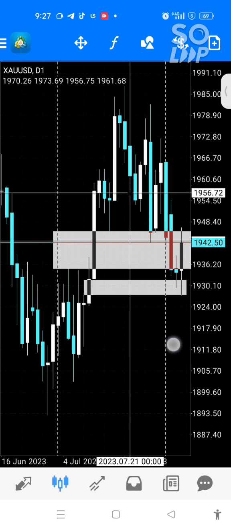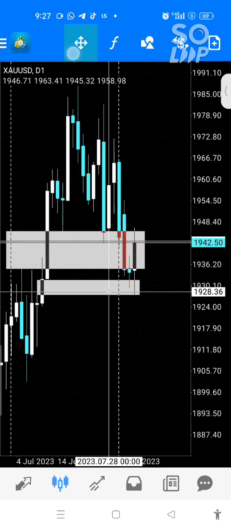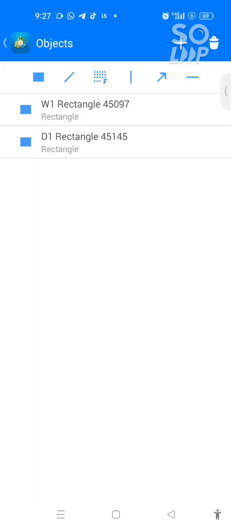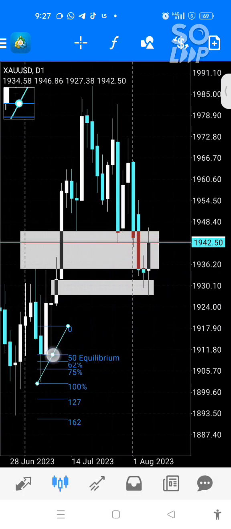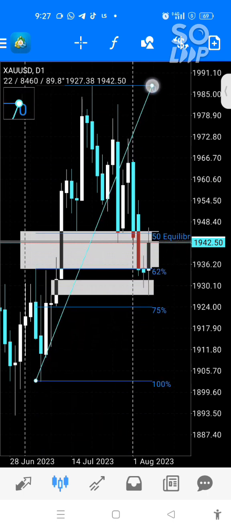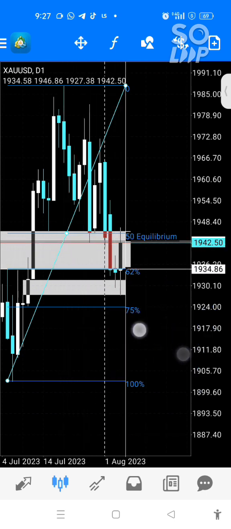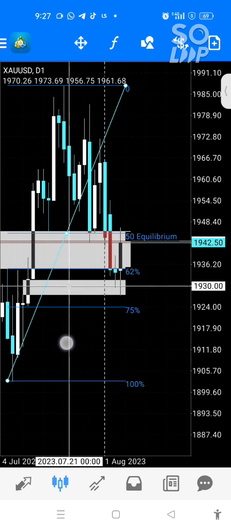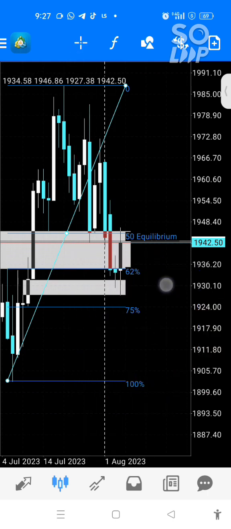And you can see the market has moved down towards a premium. As you can see, the market has moved more than 60% of the range. Let's see. This is the low. You put your fib at the low, then to the high. You can see the market has retraced below 50%, or even below 62%, into this higher time frame PD array, which is the daily PD array.